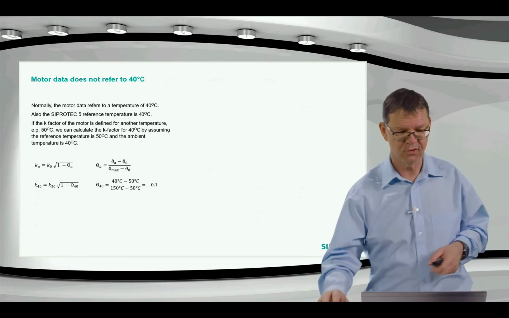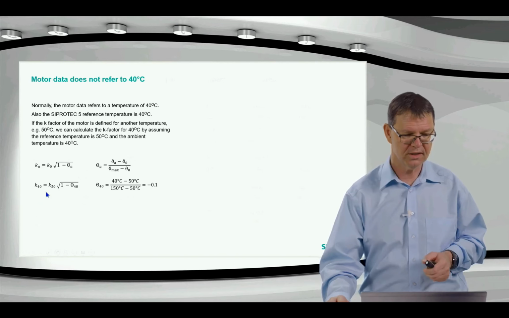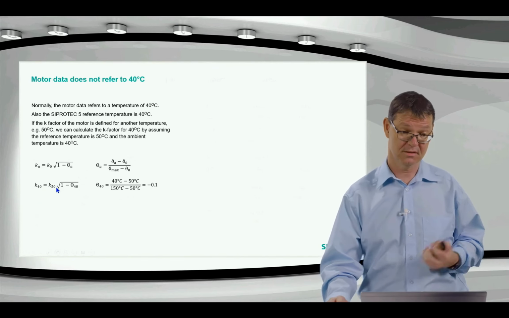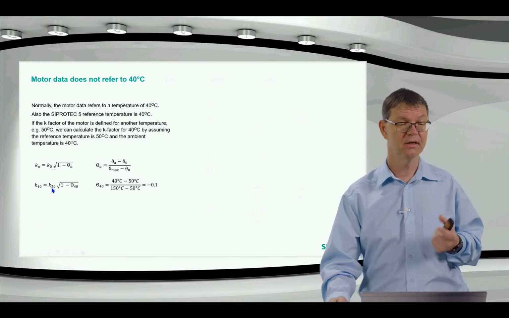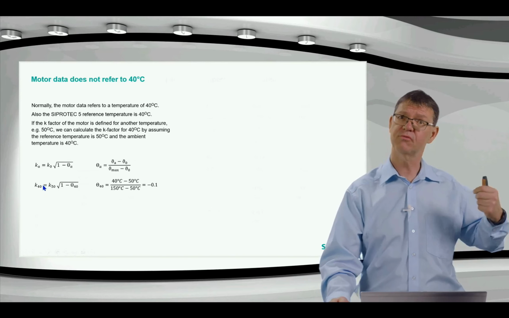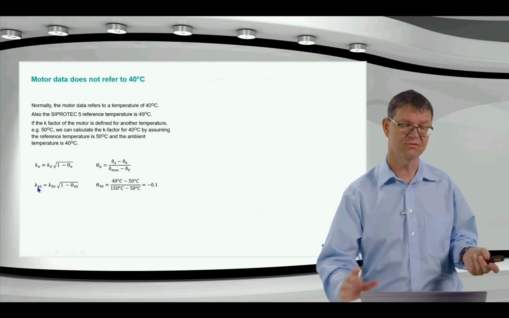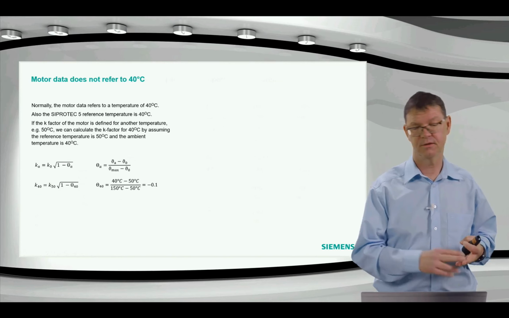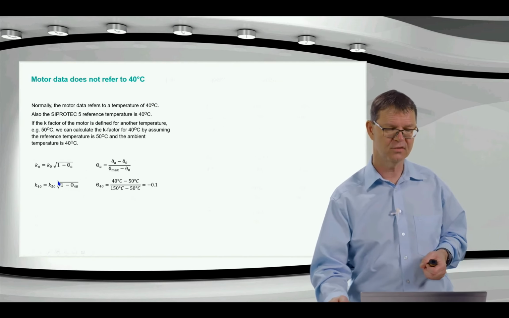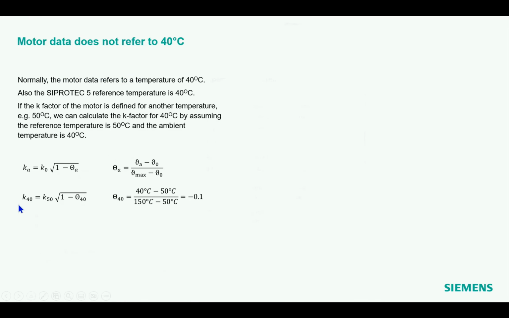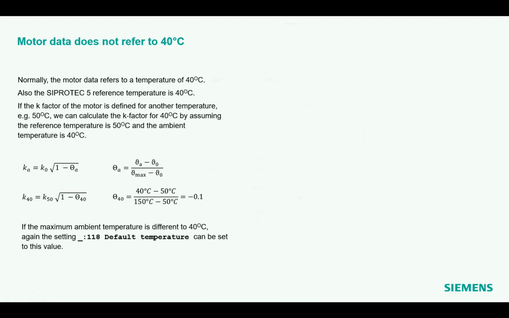We do the same trick. So these are the formulas you know already from the slide before. And now we say, okay, the 50 degrees, this is where I got the K factor for, is my reference temperature. Now I calculate what is my K factor for 40 degrees because this is the reference temperature for our relay as such. And this is again the same formula. So you put in the values and then you see what is under the root is bigger than 1.1. So the K factor here for 40 degrees is bigger, of course, than the one for 50 degrees. Okay, then I take that K factor and set it in the relay.